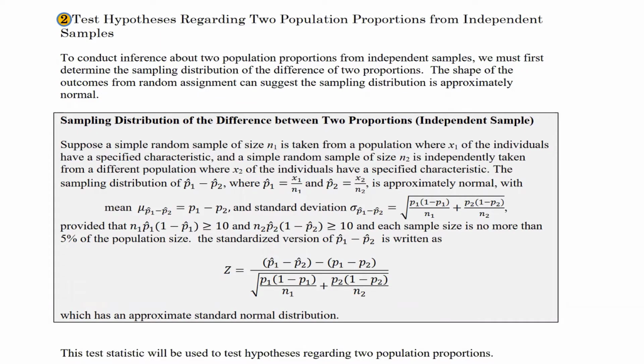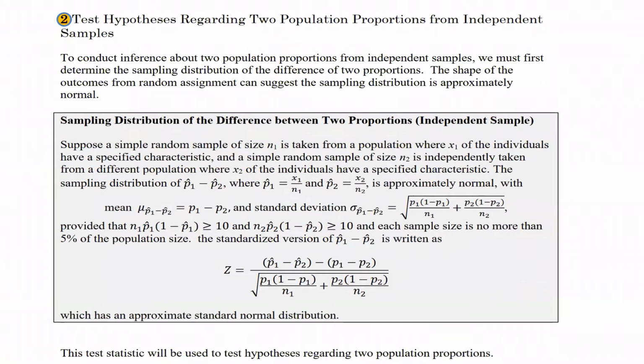Rather than using the randomization technique to conduct inference about two population proportions from independent samples, we can instead use a sampling distribution of the difference of two proportions and then therefore the normal model. Okay, so here's how this is going to work.